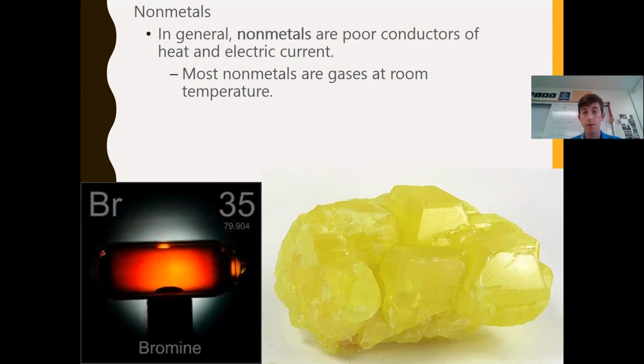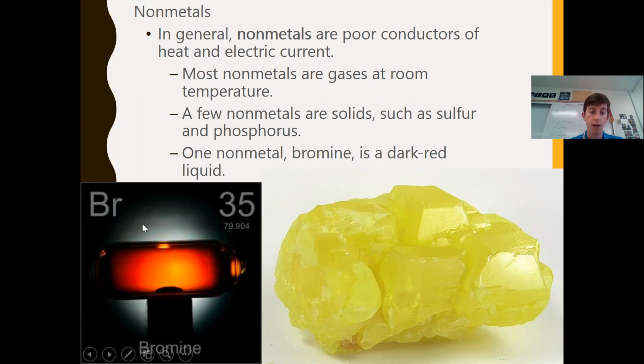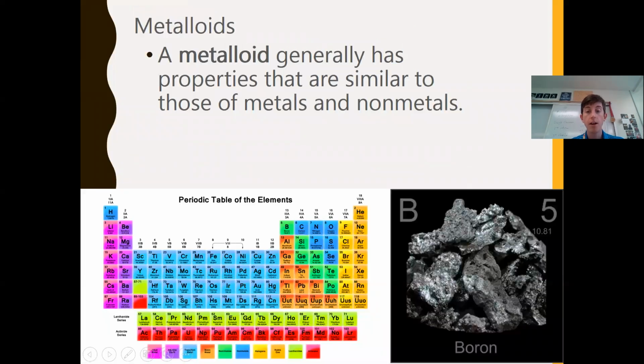Nonmetals are typically poor conductors of heat and electric current. Most nonmetals are gases at room temperature. A few are solids. Sulfur and phosphorus are examples. One nonmetal is a dark red liquid. That would be bromine. It's nasty stuff. Dealt with that before.